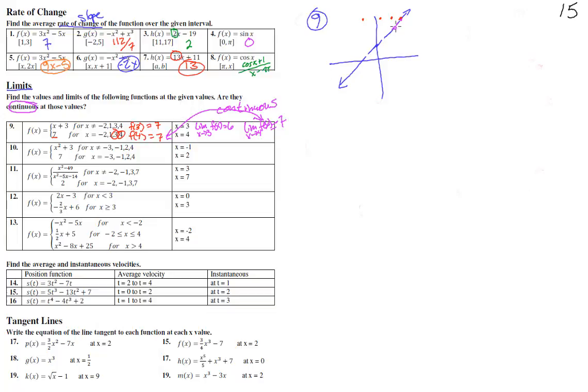At 3, it is not. There's a break in the line. That's an actual space in the line. The limit is there, but the value is somewhere else. So it broke the continuity of that function. Ah, good. That was a good exercise.